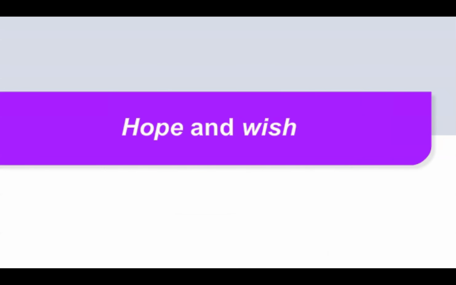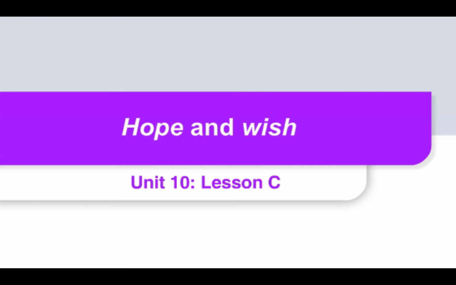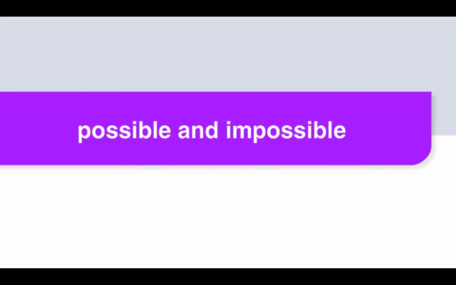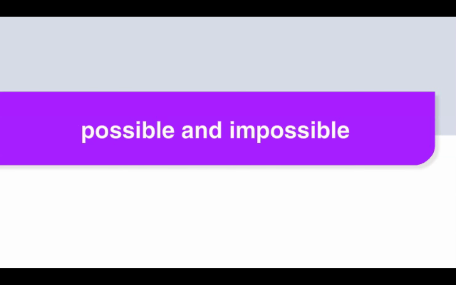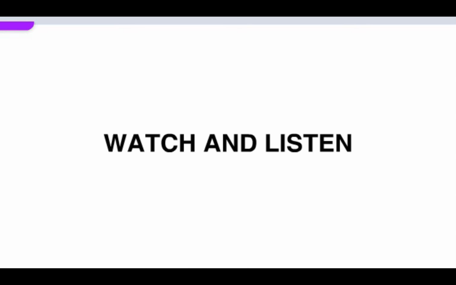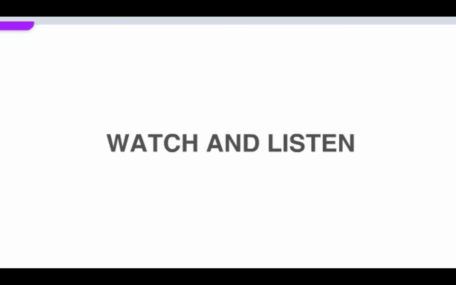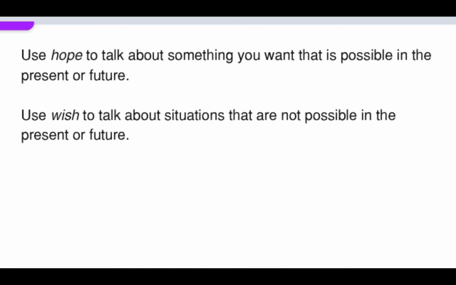Hope and Wish. Unit 10, Lesson C. Possible and Impossible. Watch and listen. Use hope to talk about something you want that is possible in the present or future. Use wish to talk about situations that are not possible in the present or future.